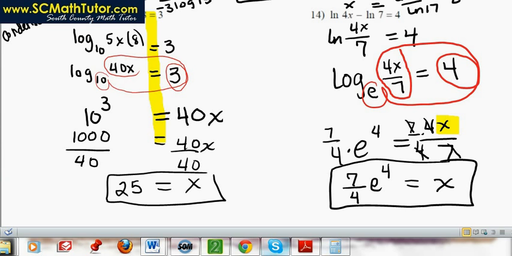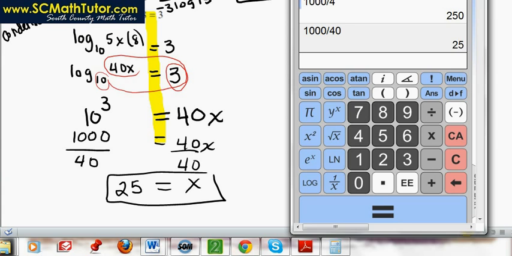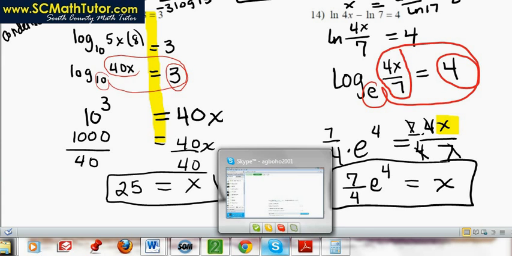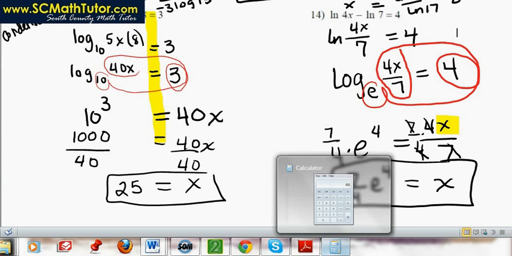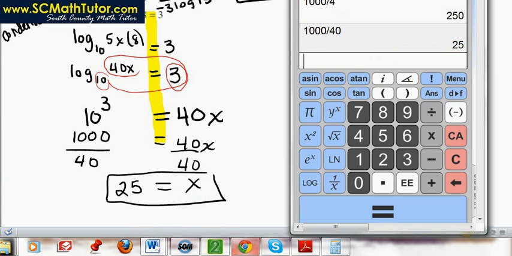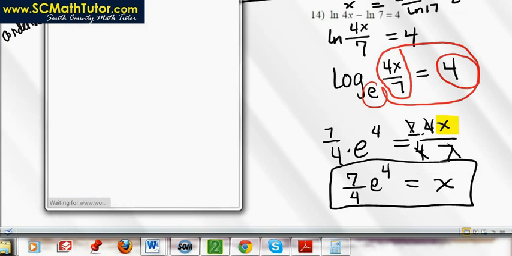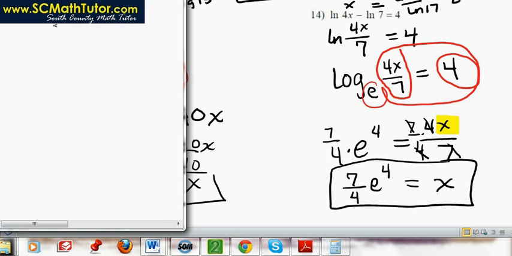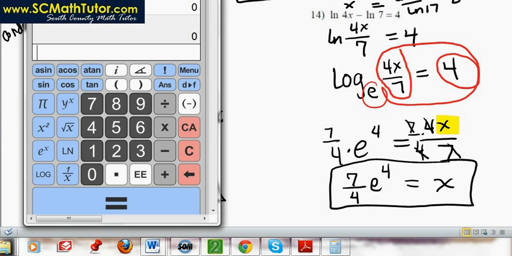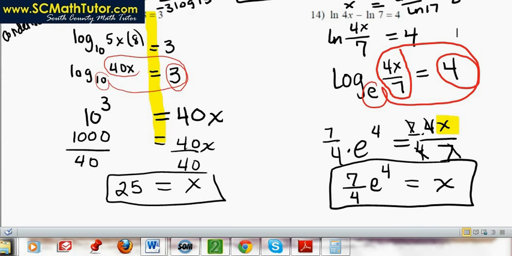If it did not want an exact value, you can use the calculator, because 7 over 4 e to the 4 is a number, since e to the 4 is a number. If we use our calculator and you don't want an exact value, that's fine. You can do 7 over 4 e to the 4th, and that is actually a decimal, 95.546762.